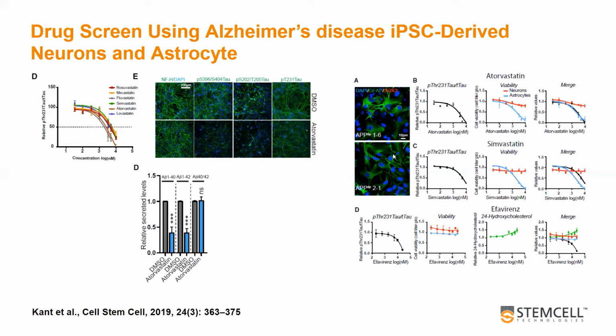Interestingly, they also generated astrocytes from iPS cells and found some statins may reduce the viability of astrocytes at high concentration. The authors of this study took advantage of iPSC-derived neural cells and showed us a potential druggable target.